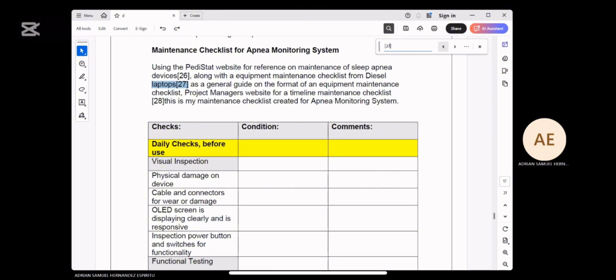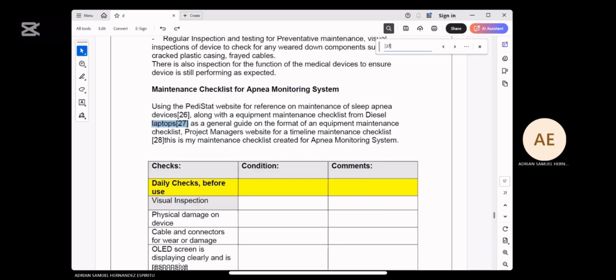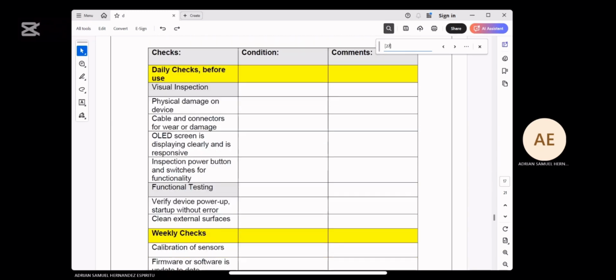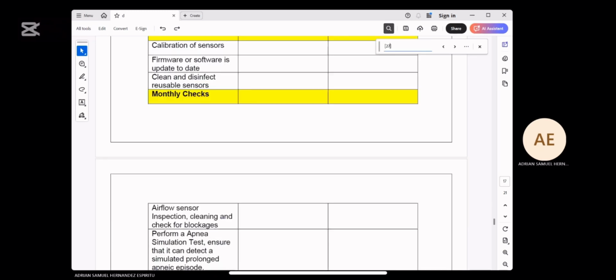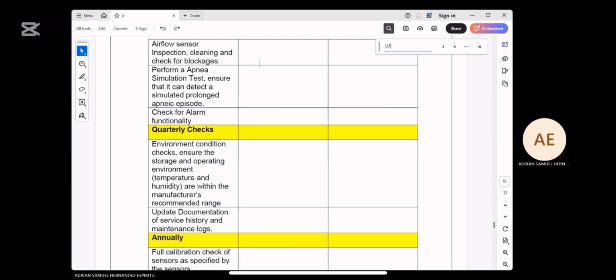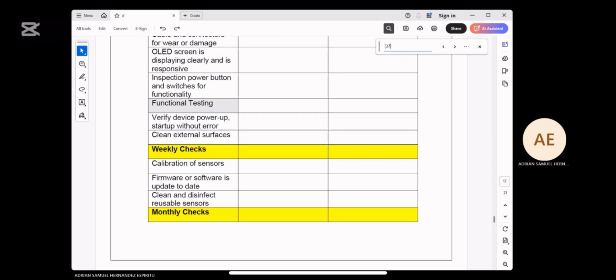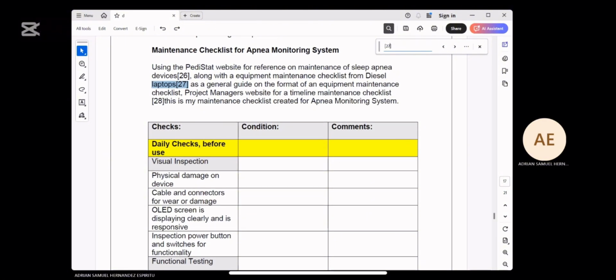For my 7th reference, I'll be quoting my 27th source, which is from the Diesel Laptop blog. And the reason why I use this blog is because this gave me a reference on what a maintenance checklist looks like and what the company actually uses as a heavy equipment maintenance checklist. Then using that knowledge, I created my own checklist for one of the components of my report.